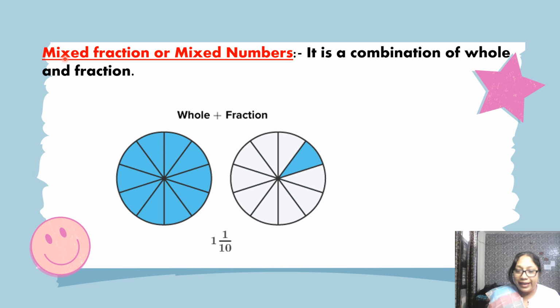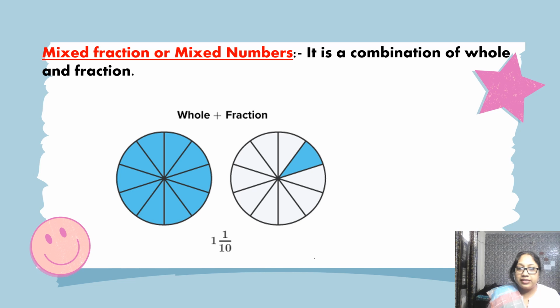Now the next part is mixed fractions or mixed numbers. It is a combination of whole numbers and fractions. नाम से ही समझ में आ रहा है कि कुछ मिक्स है. So this is a combination of a whole number and a fraction.